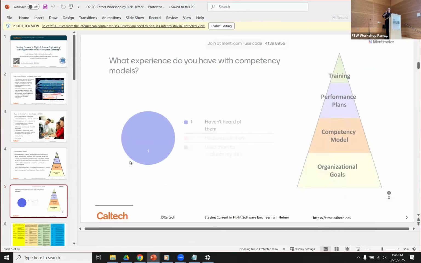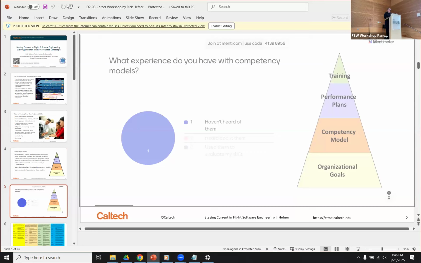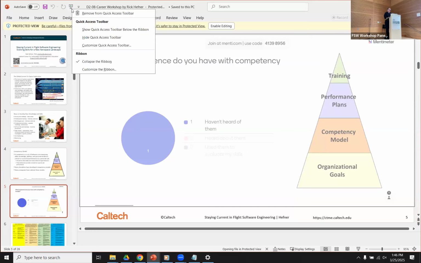So how about just a show of hands? How many people haven't heard of a competency model before? Okay, new idea. How many people have heard about them but haven't really used one? Good. And how many people have used one before to judge competency? Okay, so this is something to really take advantage of, both in your career planning and just in general.